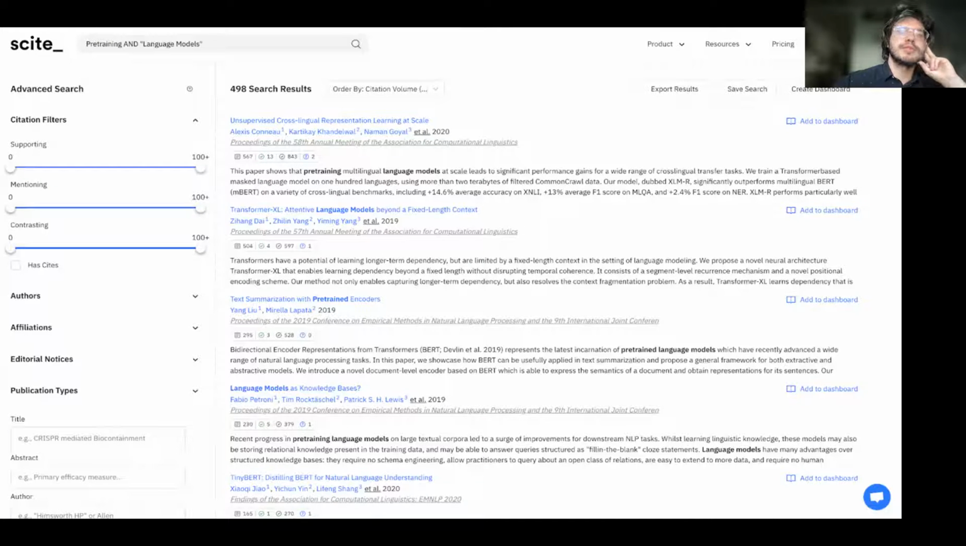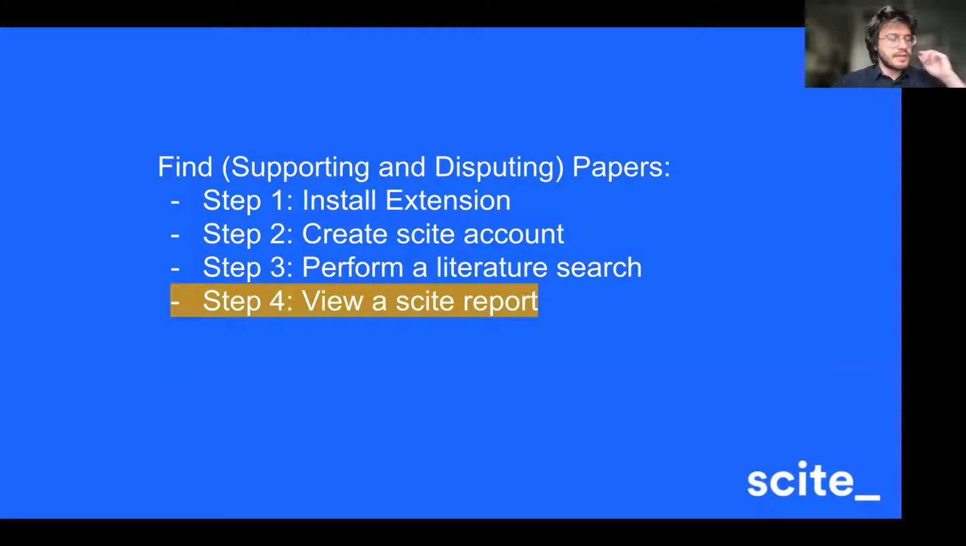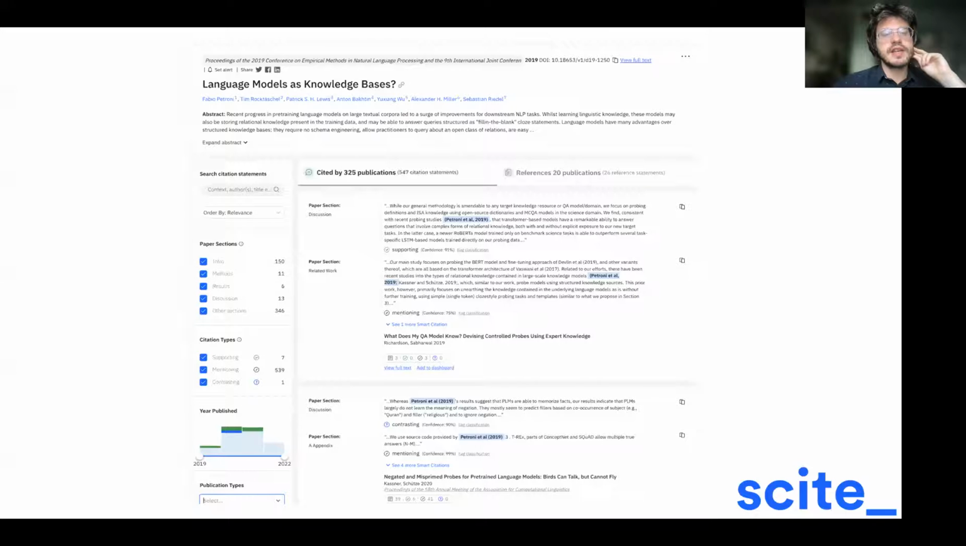So maybe you want to see some sort of debate going on about a publication, and Scite search allows you to do that. The next common use case is viewing a Scite report. So once you've found a publication of interest, this is really where people engage with Scite.